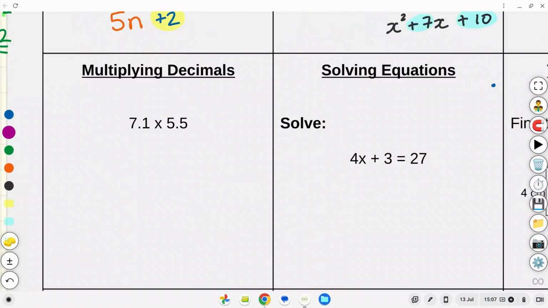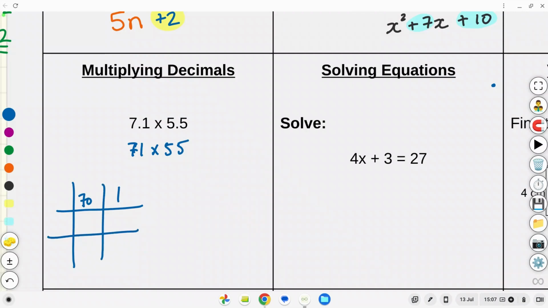Okay, how do we multiply decimals together? I always just do 71 times 55. I'm going to ignore the decimals. I'm going to put them back in at the end. Whatever your multiplication method is for timesing numbers like this together, I tend to use the grid. I don't personally, but I teach it to people if they're struggling with the column method. So I'm just going to show you it here.